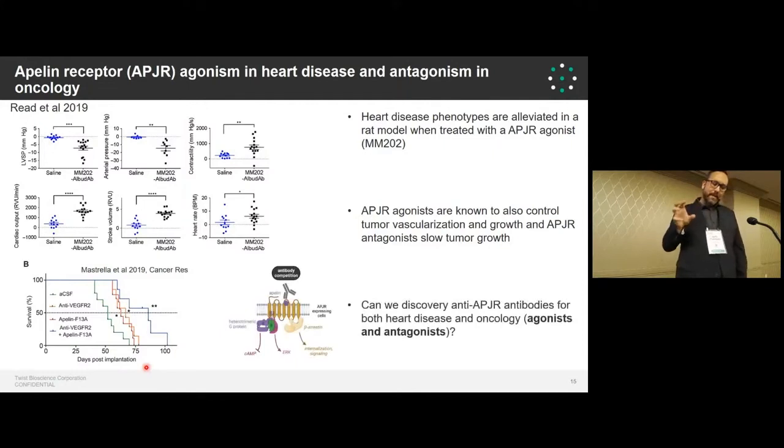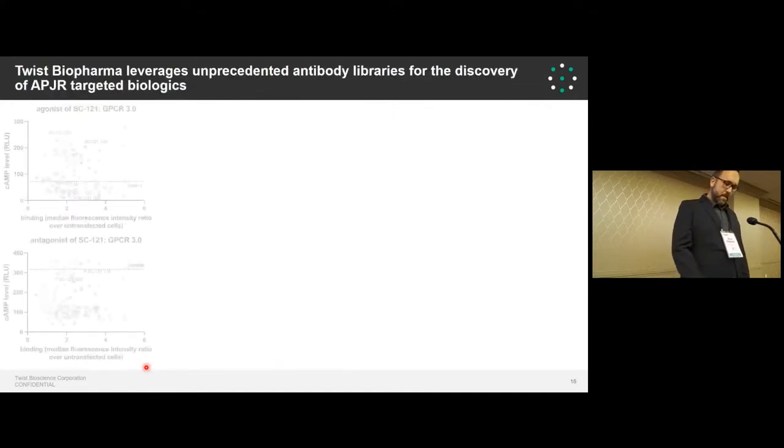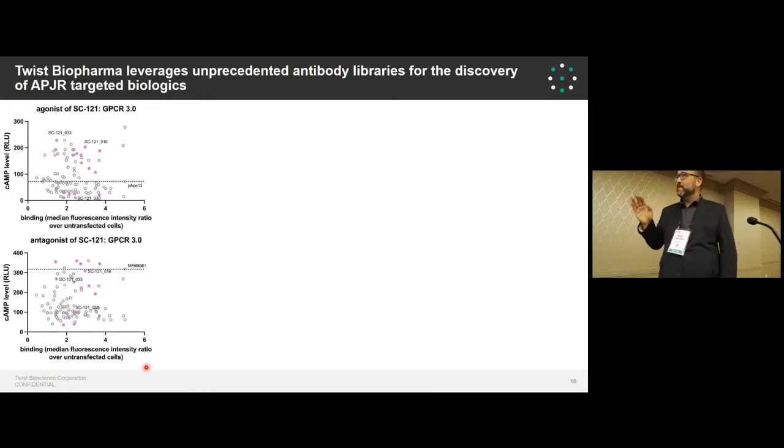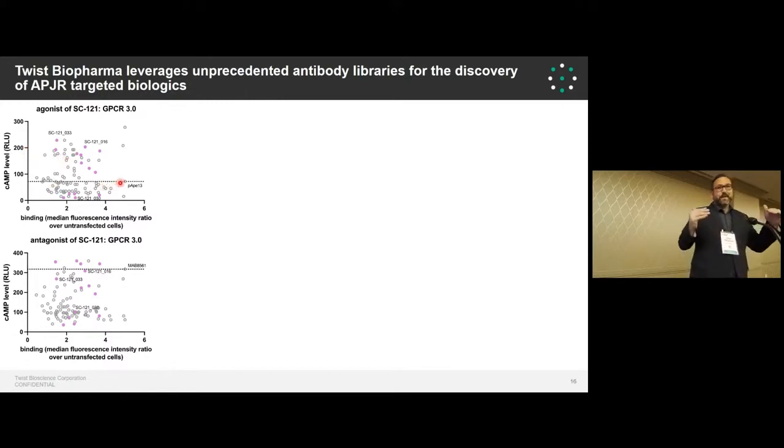So again, the big question is, can we pull out functional antibodies that act as agonists or antagonists at APJR? So again, this was panning against proteoliposomes with APJR. Here's agonist mode for just the flow sensor cyclic AMP assay. Here's the control ligand on this axis. Remember, APJR is Gi coupled, so lower is active and higher is blocking. On this axis is the binding.